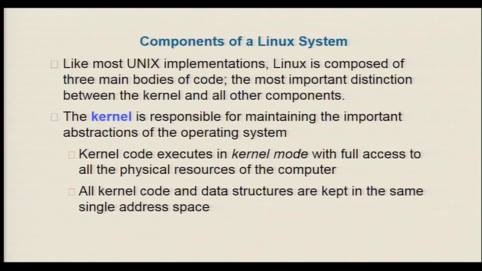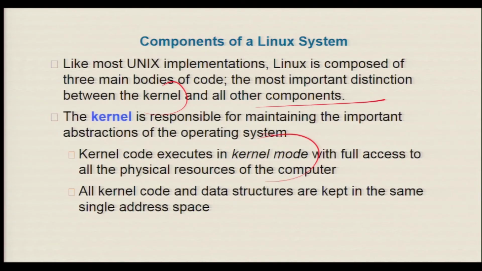Like most Unix implementations, Linux is composed of three main bodies of code. The most important distinction is between the kernel and all other components. As we keep seeing, in the case of Unix, what the core design was reflected in was called the kernel. It has a simple file subsystem, a simple memory management system, a simple process management system, a simple I/O device management system. So, if all these things are put together, a small size kernel was representing what we call the really core functionality support for any operating system which wants to offer these functionalities: device management, file management, memory management, CPU management, and any other thing that is built around these four functionalities.